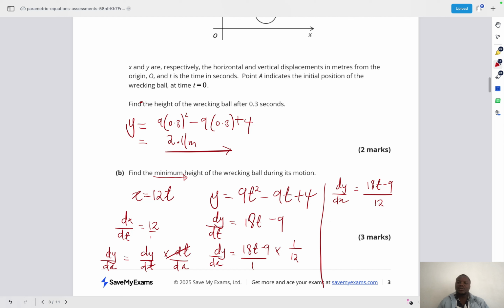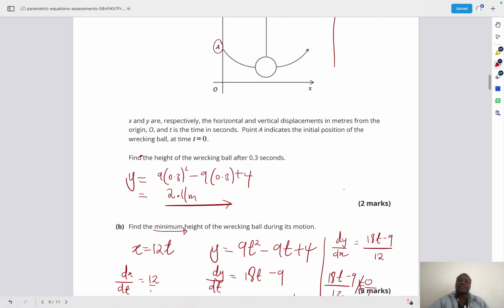So now here we need to solve 18t minus 9 over 12 equals 0, because it's a turning point. We'll cross multiply, so 18t minus 9 equals 0, since 12 times 0 is 0. Then we just solve for t. This is 9 over 18, meaning t is equal to a half, which is t equals 0.5. So this is the time when the wrecking ball is at its minimum point.